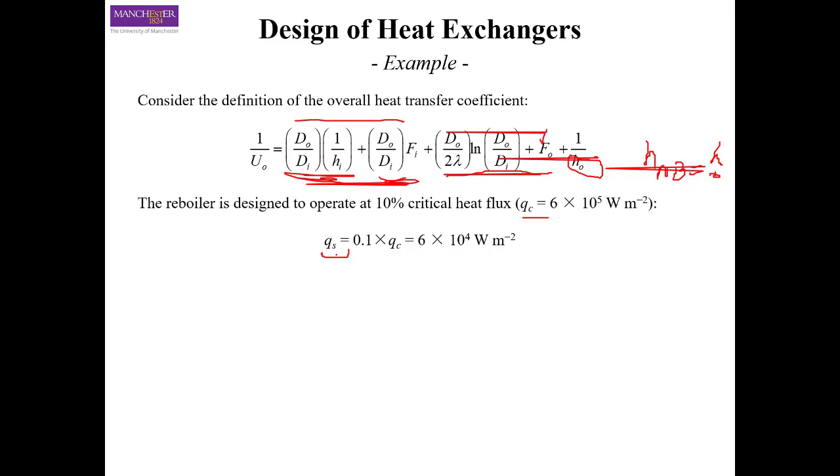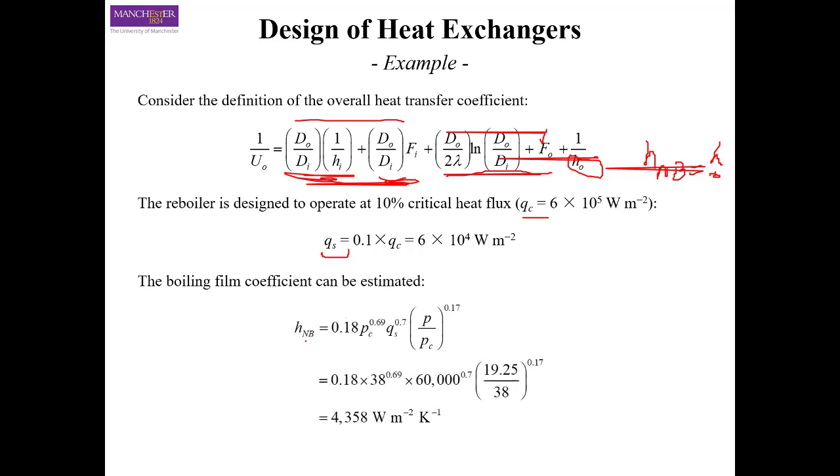So now we know the value of QS, and we need to calculate the value of H and B, or H naught, because we are considering vaporization happening at the outer surface of the tube. If you look at your lecture, we discussed Palin's equation, and we can use it for H and B. This equation is used for pool boiling, and specifically in pool boiling we are looking at nucleate boiling. If we approximate our kettle reboiler as pool boiling, considering nucleate boiling, we can use this equation.